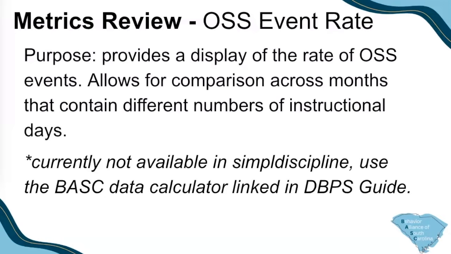The OSS event rate metric, like the office referral per day rate, requires the use of a calculator, as rates are not currently available in Simple Discipline. This particular metric looks at the number of OSS events occurring each month, not the number of days of OSS assigned. Remember, an event of OSS could involve multiple days of suspension, but that's another metric to consider at another time. Questions to consider when reviewing OSS event rates are, is the rate increasing or decreasing? Is it above expectations? Is it above or below last year?